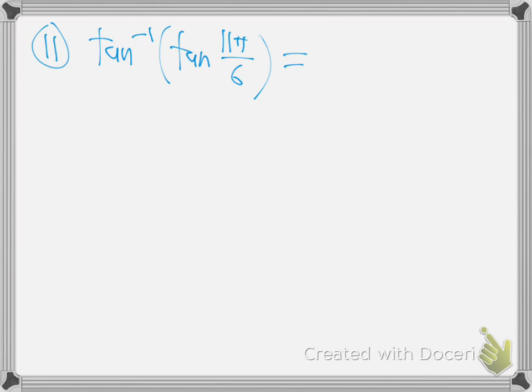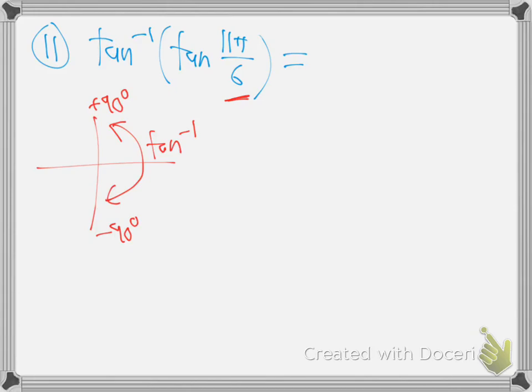All right. So as we look at that, we're thinking about tangent now. Remember, for tangent, it goes from here to here, right? From negative 90 to positive 90. That's tangent inverse's restricted zone. Is that angle 11 pi over 6 in that zone? Well, sort of. It is, but it's not named correctly.